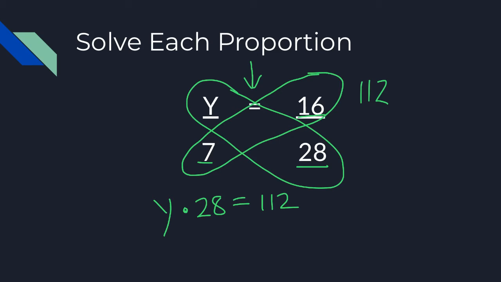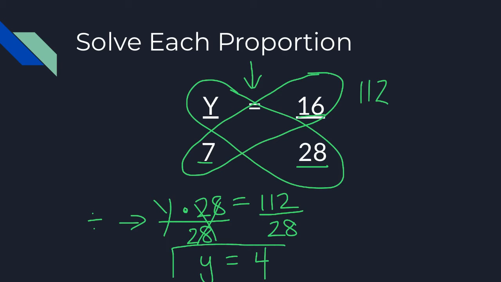Last year, you may have solved one-step equations. That just means that I'm going to divide. My fraction bar means to divide. Let me put a little division sign. If I divide this side by 28 and I divide that side by 28, the 28s are going to cancel and I'm left with y on one side, and 112 divided by 28 is 4. So y is 4 in this case.